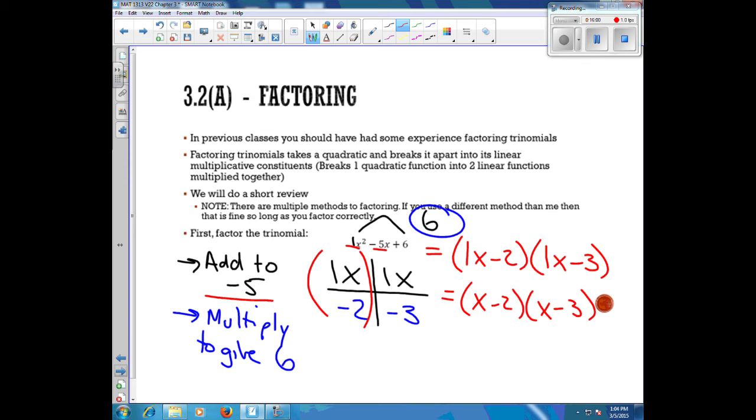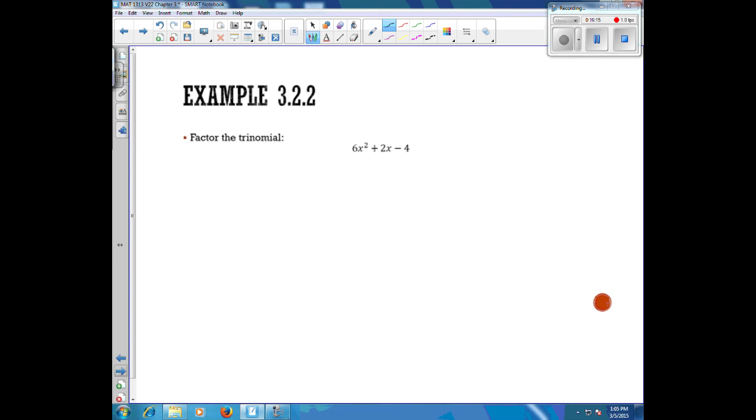And now we've factored the trinomial. We've broken it apart into 2 things that multiply together to give us that function back. So let's try another example of factoring, so you can see what happens if the number in front is not a 1. The steps are still the same.